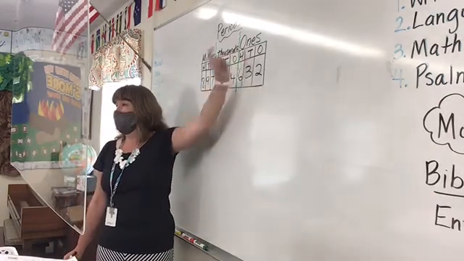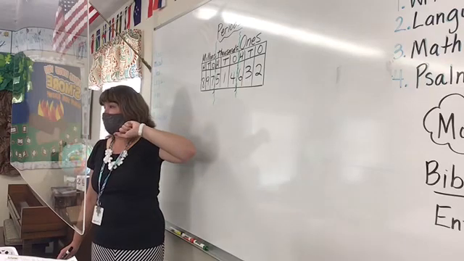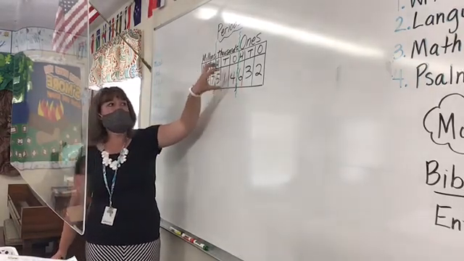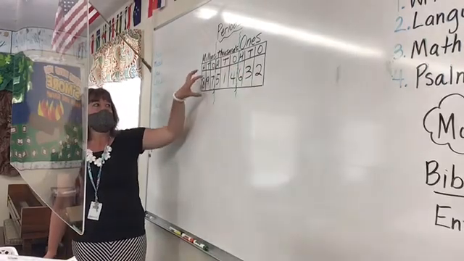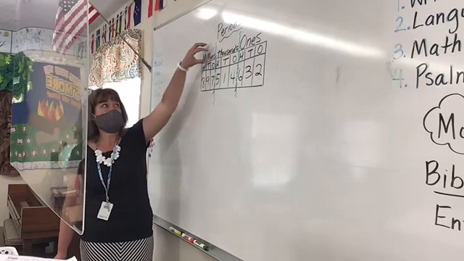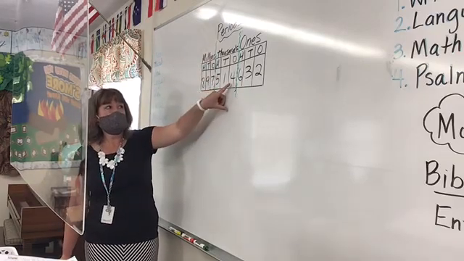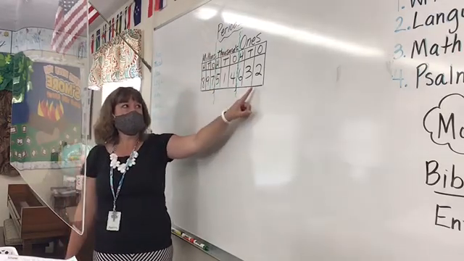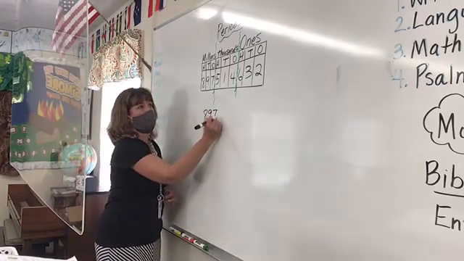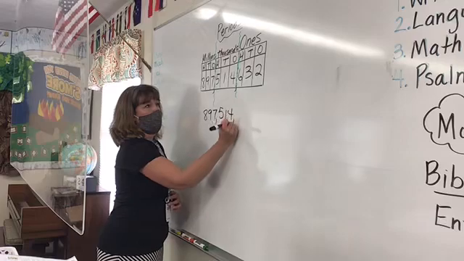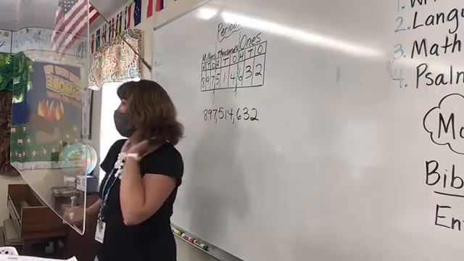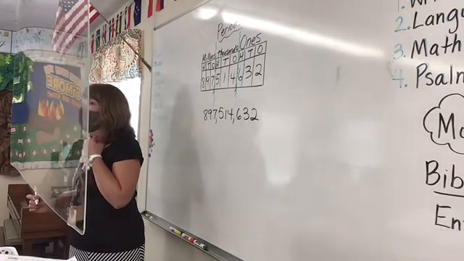897,514,632. Now you don't need to say ones. That's just weird. So think of it like that. Think of it in little pieces, but you would say 897,514,632. So that's what this number is. Does everybody understand that? Does that help you understand how to say the number? Yeah. All right.